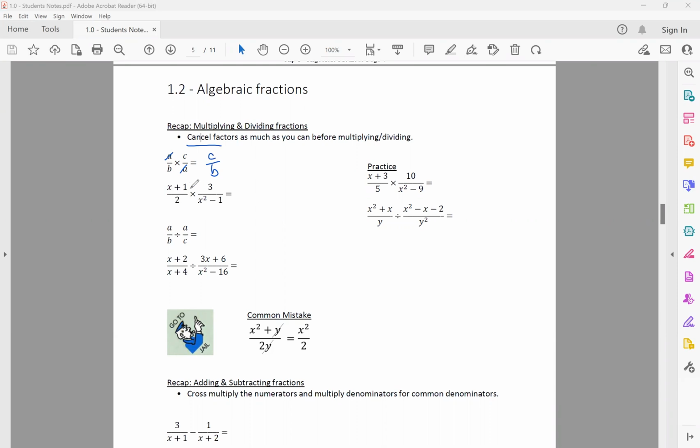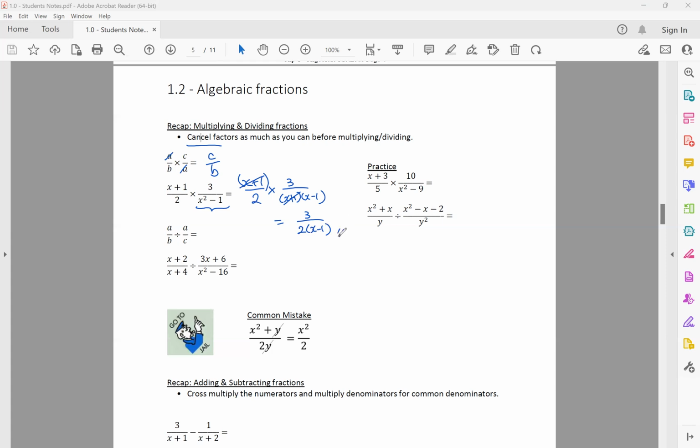And for the second one, x plus 1 over 2 times 3 over x squared minus 1, you need to develop the mathematical sense that when you see a quadratic, chances are it could be factorized. In this case, x squared minus 1 is the difference of two squares. You can factorize it into x plus 1, x minus 1. So I'm going to rewrite the whole thing: x plus 1 over 2 times 3 over (x plus 1)(x minus 1). Now, if we put brackets around x plus 1, you realize these two brackets can be cancelled out. So the final answer will be just 3 over 2 bracket x minus 1. You can expand it or not.